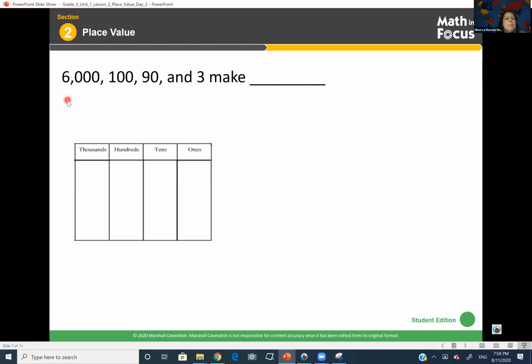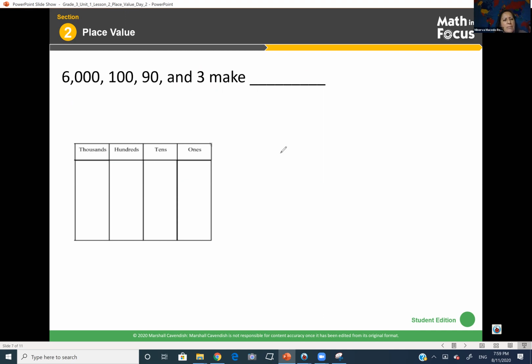Now we can find different problems that use the same concept we have been studying, but they may look a little bit different. For example, here it says 6,000, 100, 90 and 3 make which number? To solve this problem is very easy. The only thing we have to do is place these numbers in the right spot. So let's do it together.